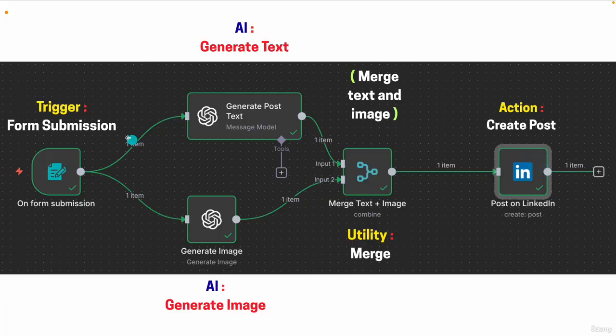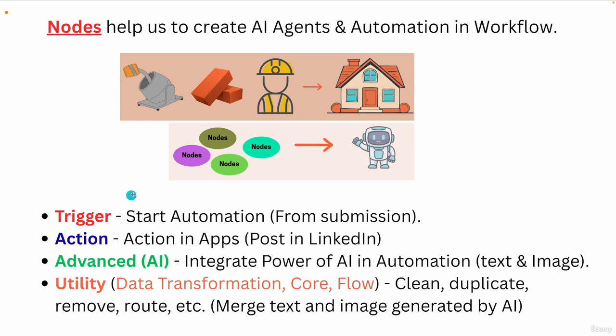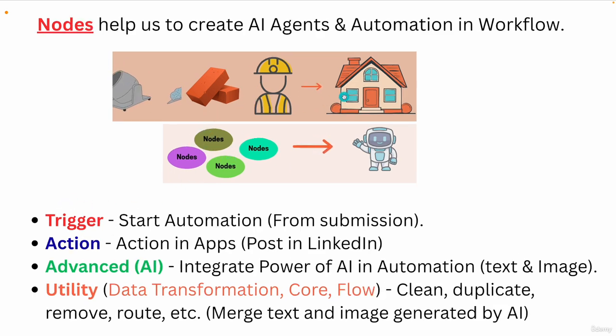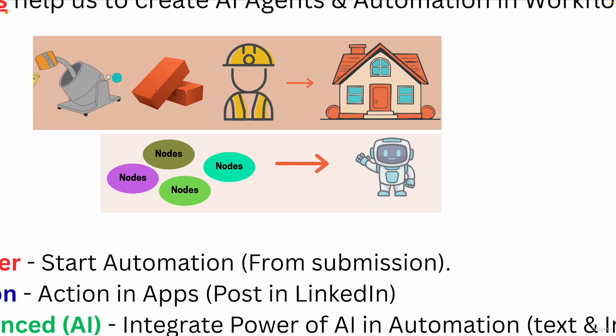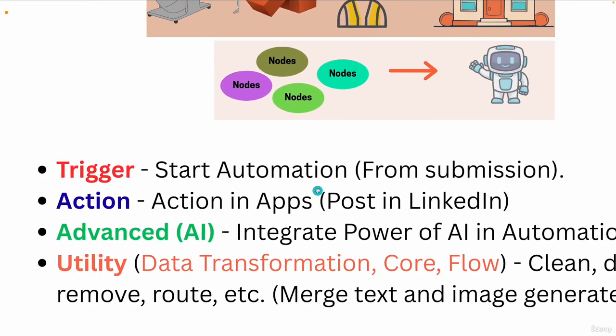Guys, let's start to build our automation. So you all know that we need to use different nodes. Nodes are like different elements, like, as we have mentioned, to build a house you require cement, bricks, labor. Together they all work together to build your house. Same, to build any AI agent and automation we need nodes.